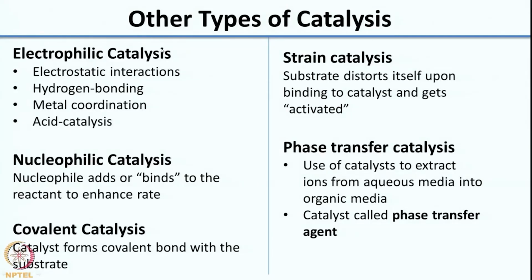Then in the last few lectures we looked at electrophilic catalysis, where we were looking at electrostatic interactions, hydrogen bonding, metal coordination and acid catalysis. We also looked at nucleophilic catalysis, where a nucleophile binds to the reactant to enhance rate. Then we looked at covalent catalysis, where the catalyst forms a covalent bond with the substrate to improve the rate. Then we looked at strain catalysis, where the substrate distorts itself upon binding to a catalyst and gets activated, and then we did phase transfer catalysis in the end, where we used a catalyst to extract ions from the aqueous media into organic media. So that was a really quick overview of what we did over the last 40 lectures.